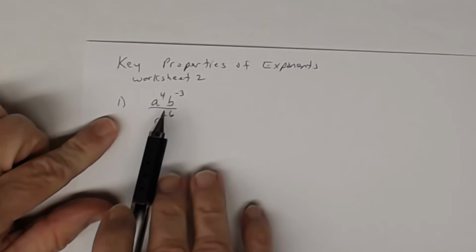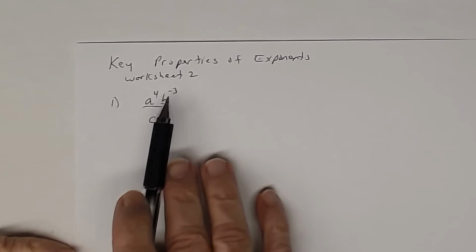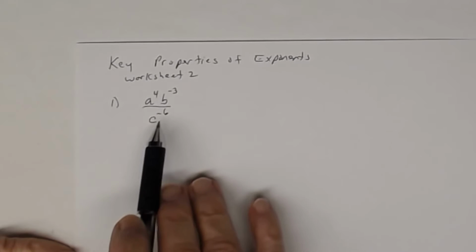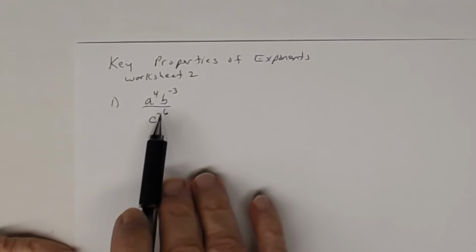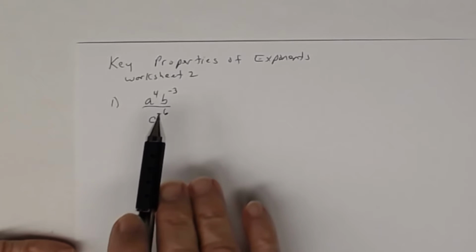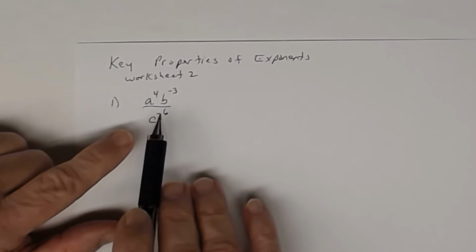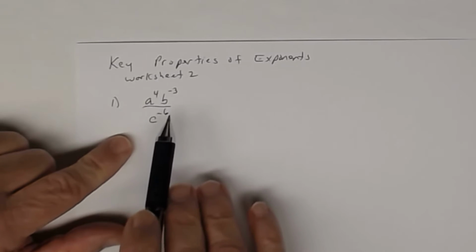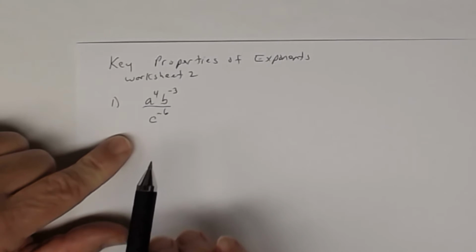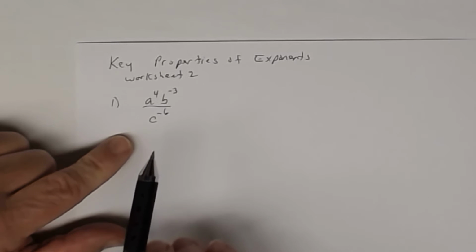Number 1, we have in the numerator the product a to the 4th times b to the negative 3rd, and in the denominator we have c to the negative 6th power. When you're simplifying these rational expressions, you want to make sure your final answer does not have any negative exponents in it. You want your exponents to be positive.